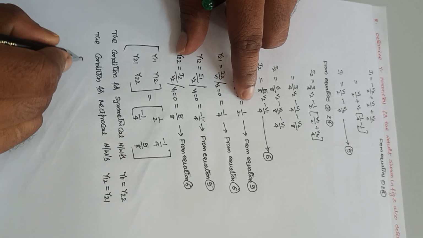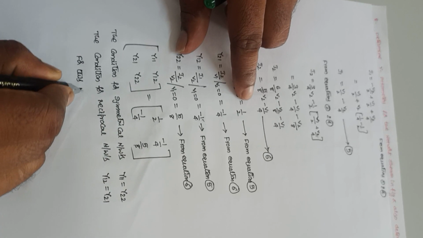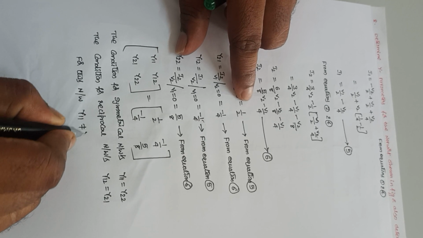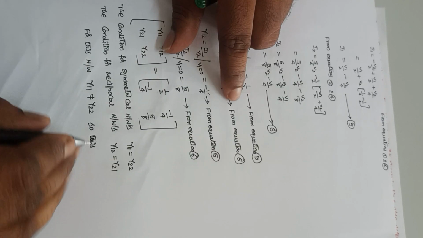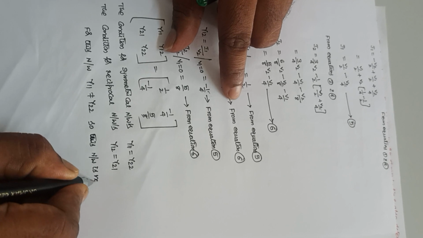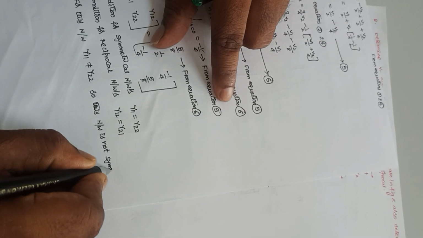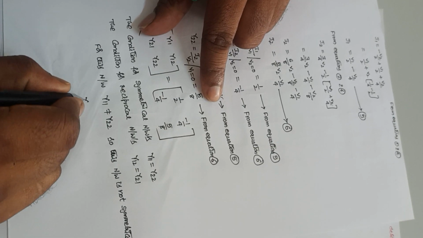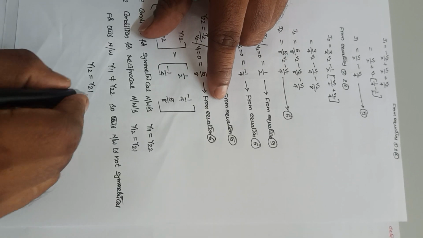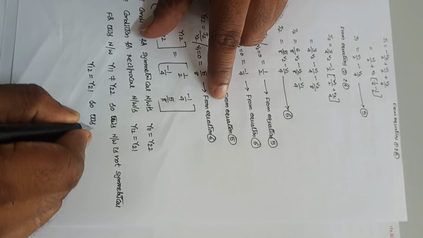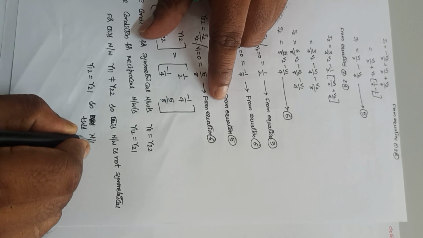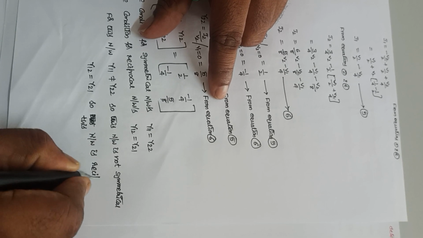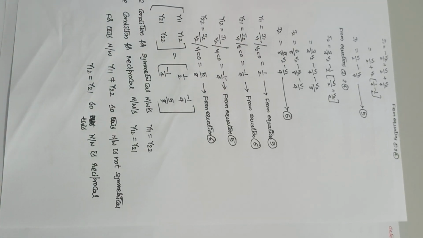So for this network, y11 is not equal to y22, so this network is not symmetrical, and y12 is equal to y21, so this network is reciprocal. So the given network is reciprocal but not symmetrical.